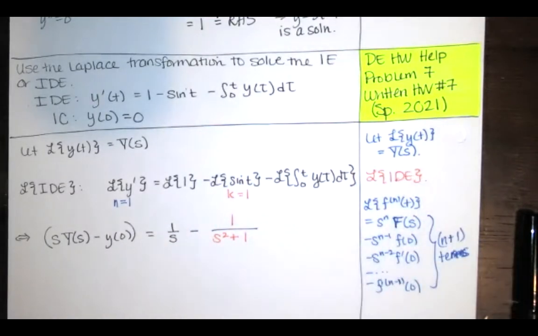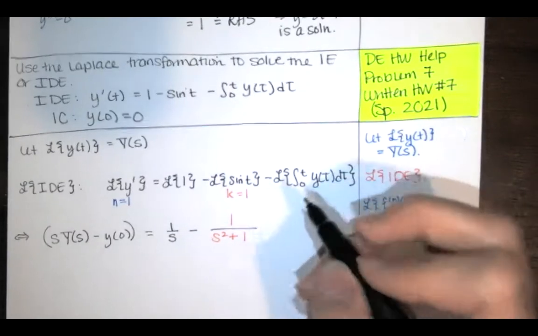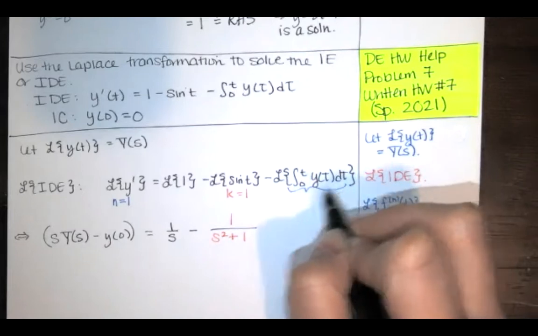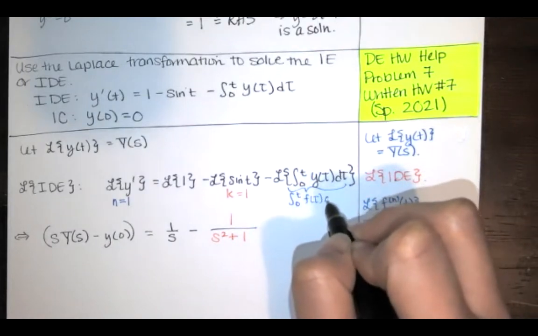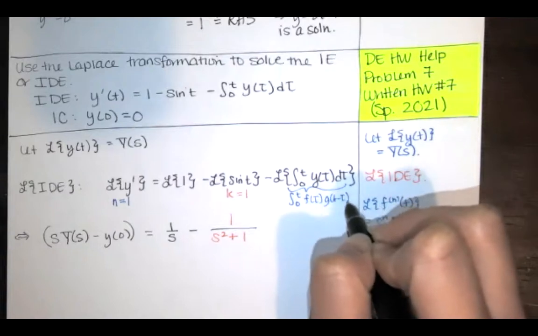And this one, involving an integral, has to be pattern matched to the convolution integral. So we want to think of this as the integral from 0 to t of f of tau times g of t minus tau d tau.